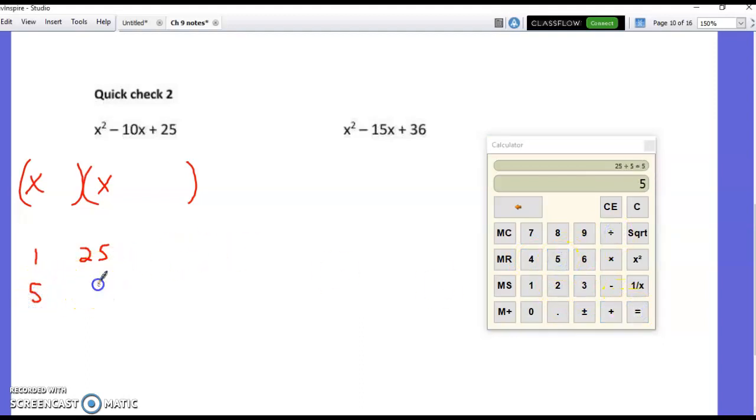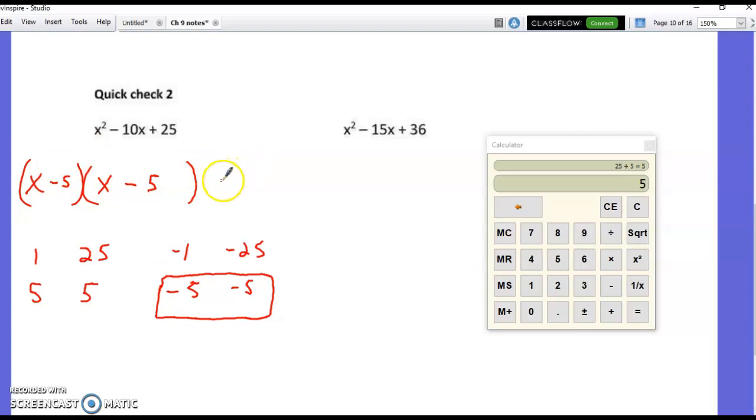So 5 and 5. Now also, when we were talking negatives, it could be negative 1 times negative 25, or negative 5 times negative 5. So of these four, which ones add to equal negative 10? Yep, your negative 5 and your negative 5. So that would be minus 5, minus 5, and that is your factored form. Sometimes, if you notice that these are the same, you can write it out as x minus 5 quantity squared. It's both the same thing.